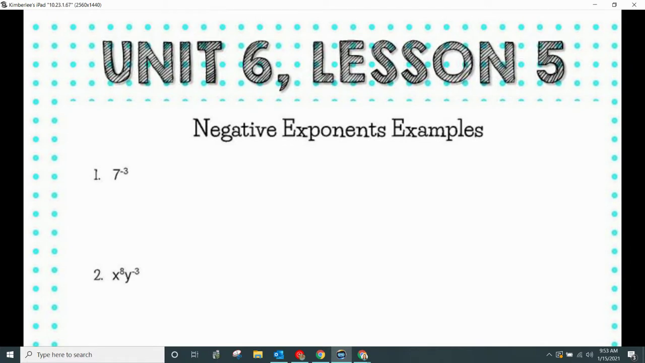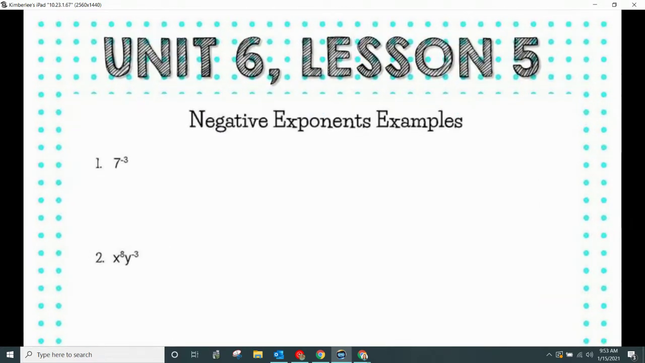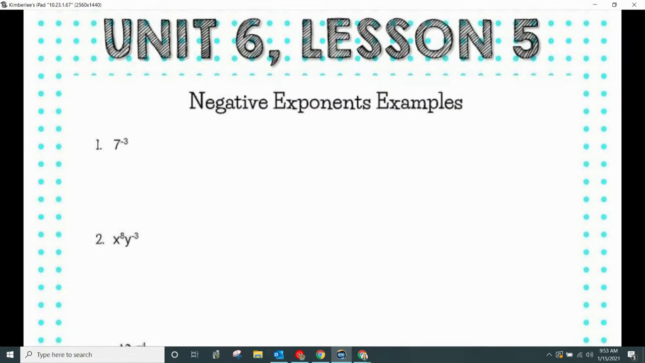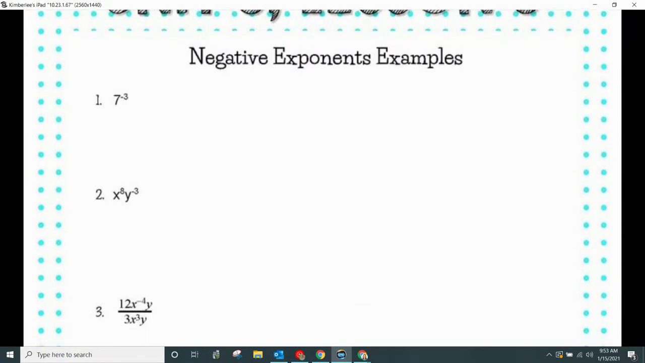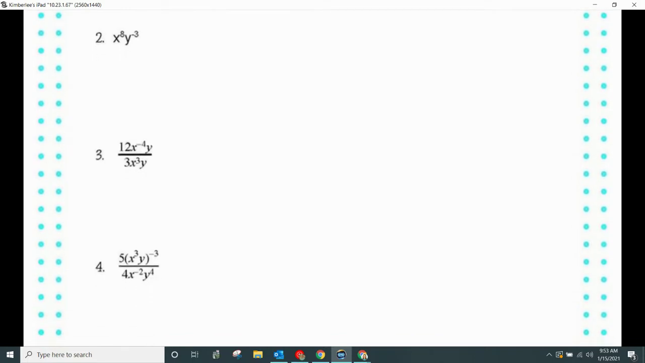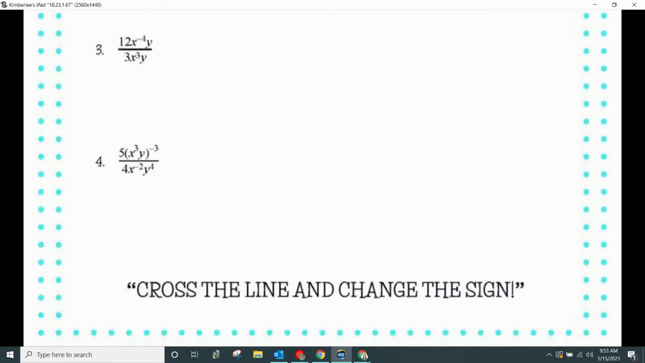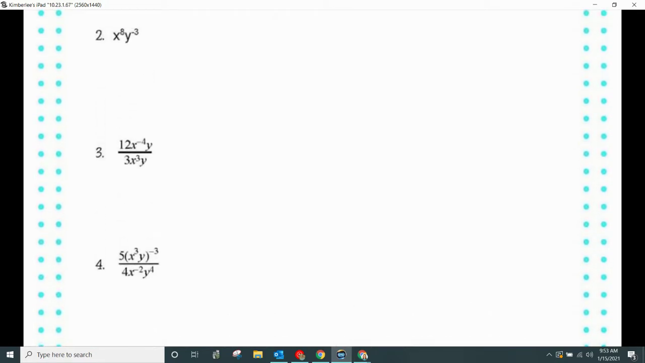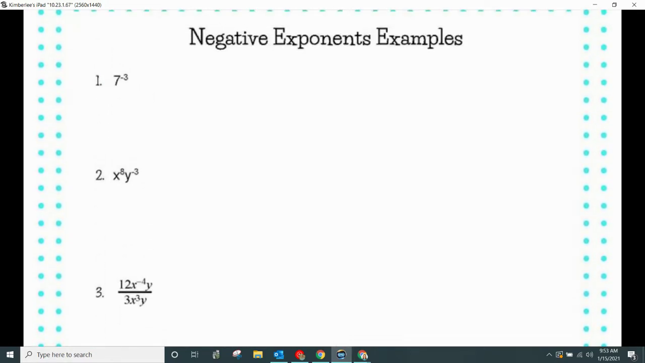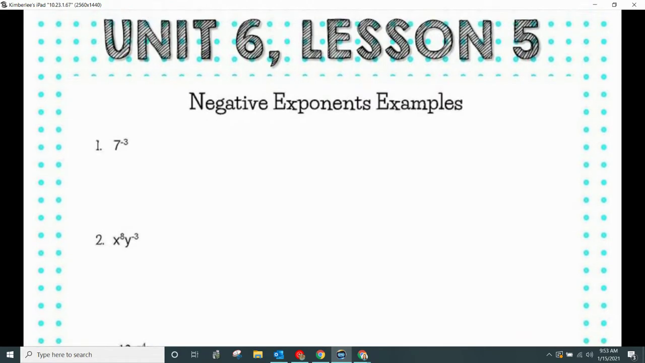Okay, so hopefully you had some time to work on that and see that the pattern continues. So this is true for negative exponents. If you look down here at the bottom, there's a quote that says, cross the line and change the sign. So that is what happens with negative powers. You cross the line and you change the sign on the power.